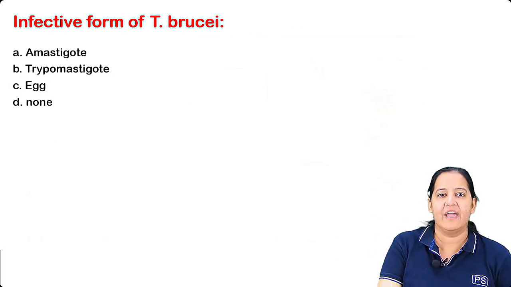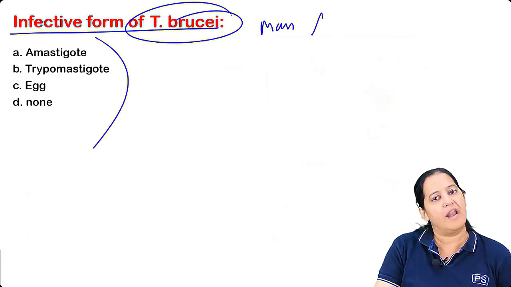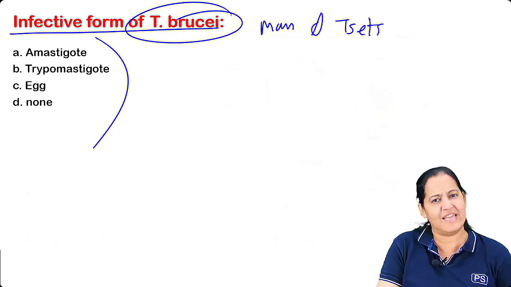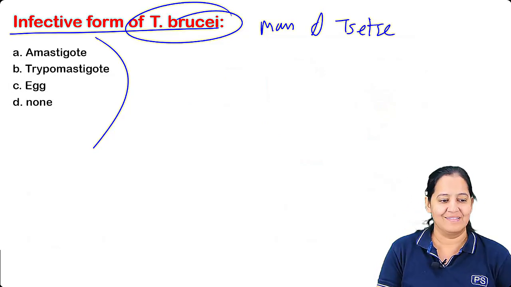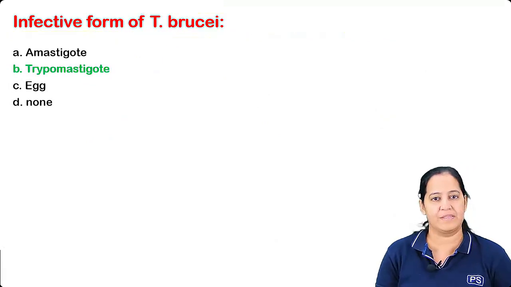Infective form for Brucei, for man and also for the tsetse fly. The infective form is the same here. So what is the answer? Yes, of course, it's trypomastigote. Absolutely right. It's trypomastigote. Okay.